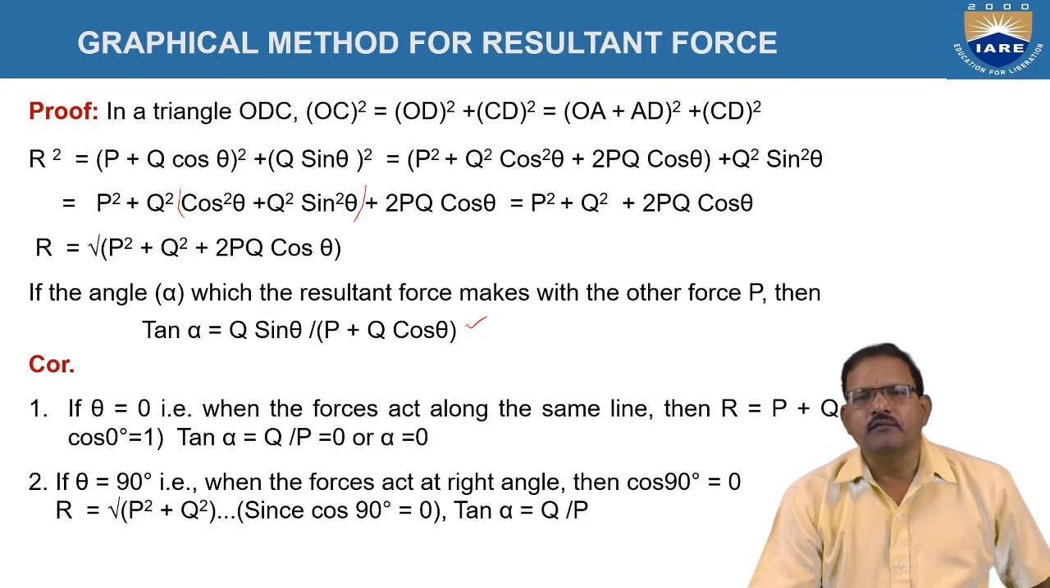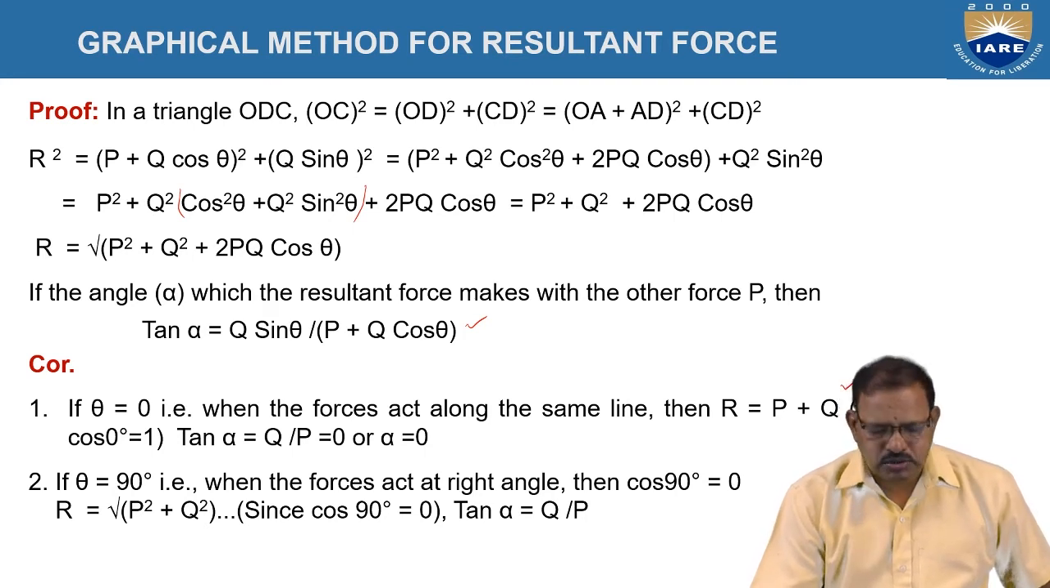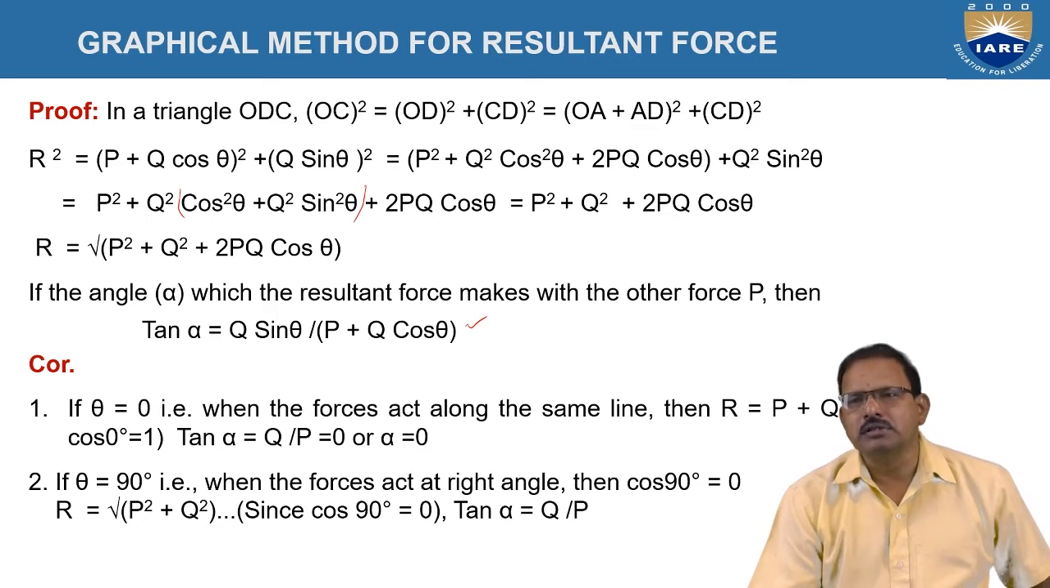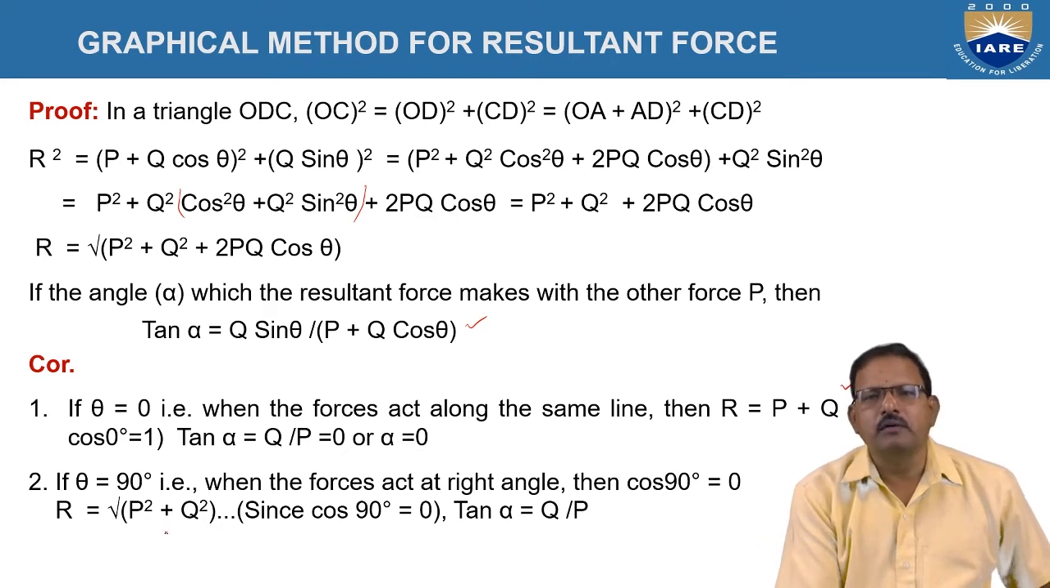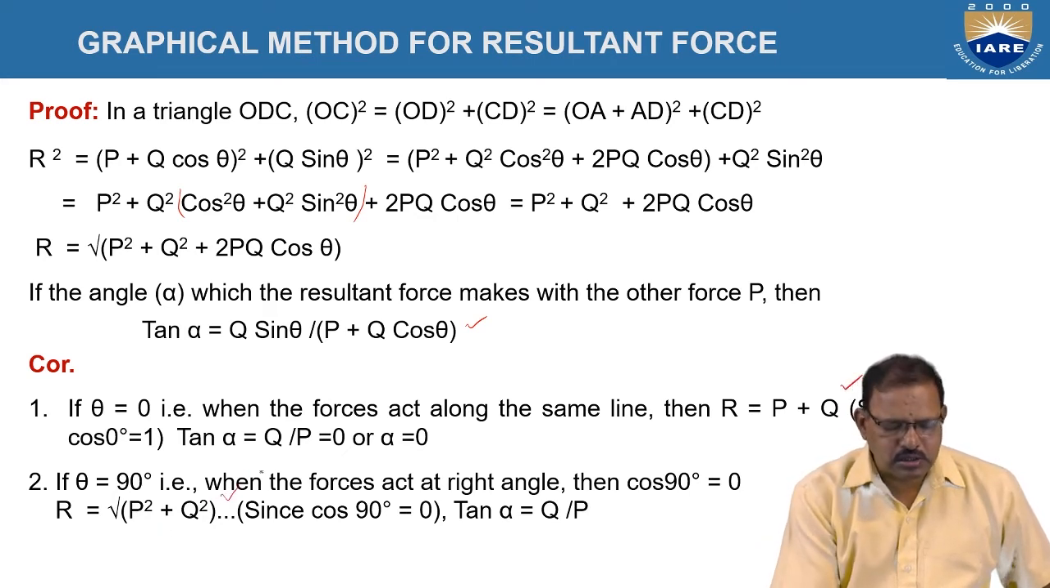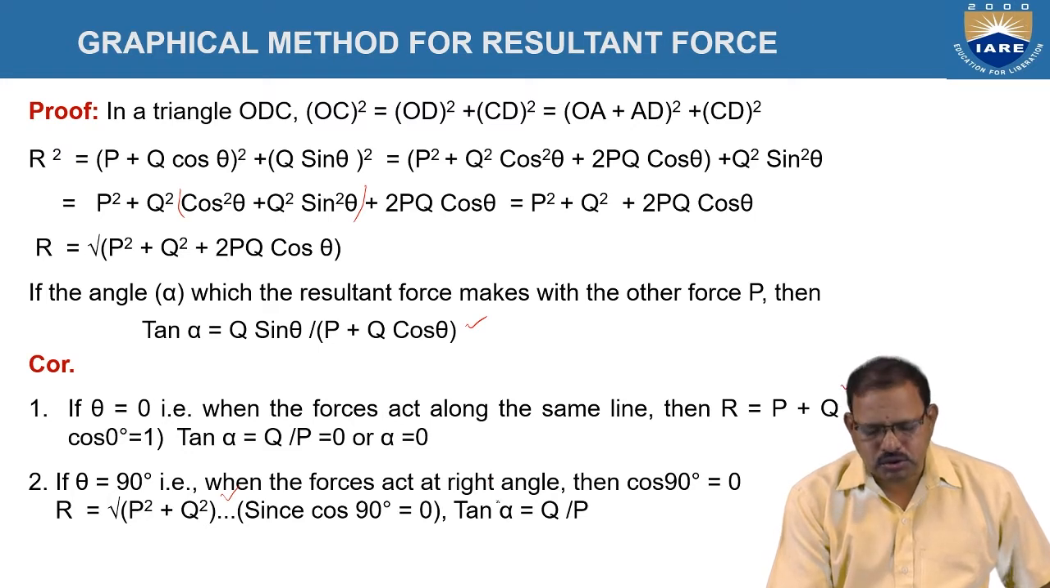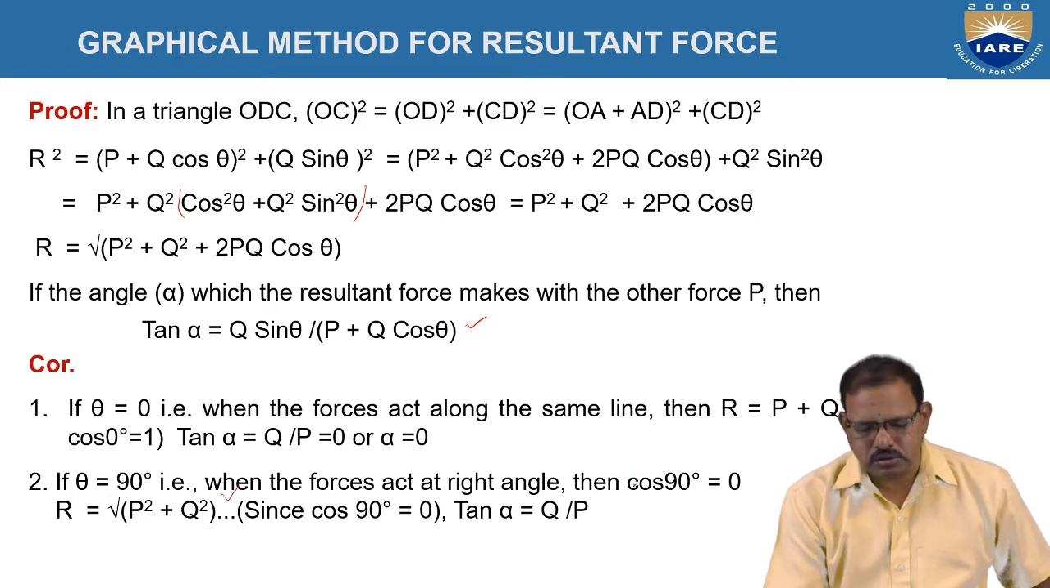If theta is equal to 90 degrees, then the forces are at right angles to each other. Then cos 90 is equal to 0, or in other words, R becomes under root of P square plus Q square, since cos 90 is equal to 0, and tan alpha is equal to Q by P now.